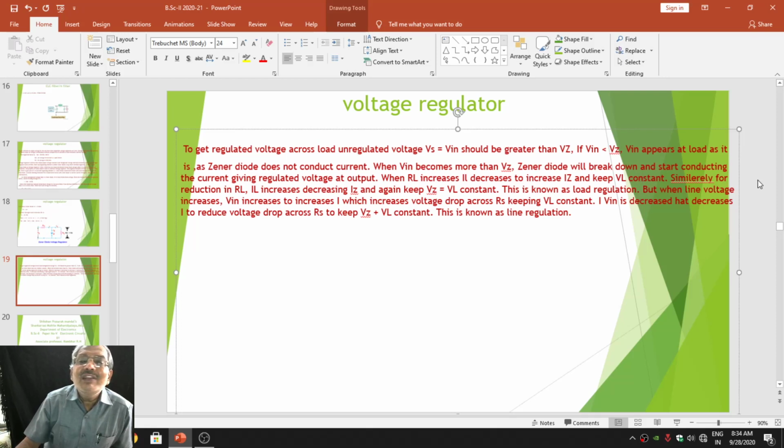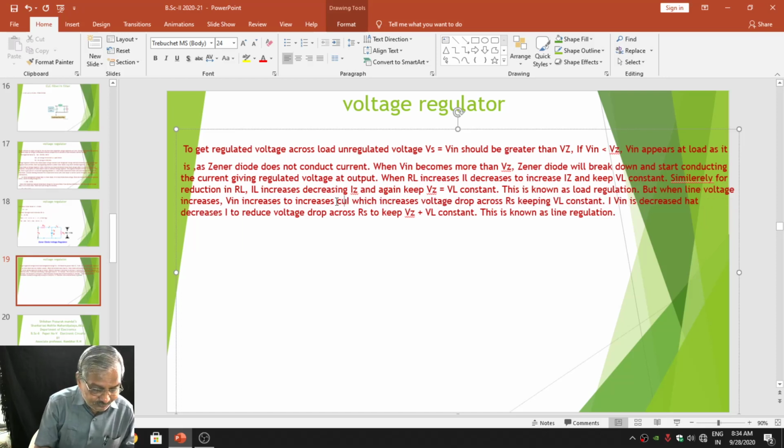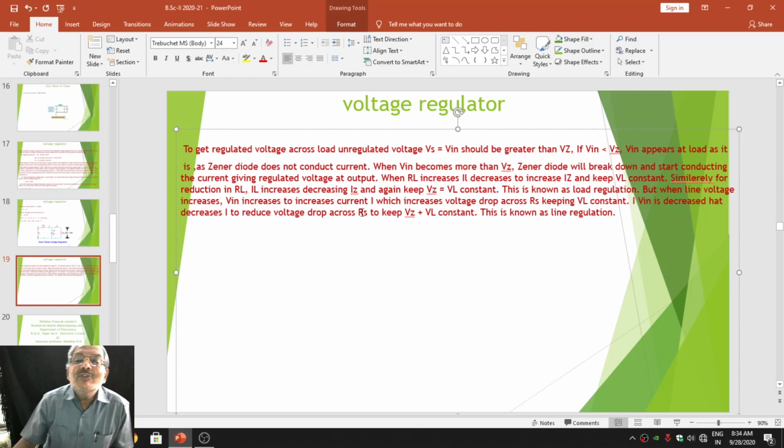But when line voltage increases, means when input voltage increases, the current I increases, which increases the voltage drop across RS. When the unregulated input voltage increases, means line voltage increases, current flowing through RS increases. When current flowing through RS increases, voltage drop across RS increases, which will keep VL equal to Vz as a constant.